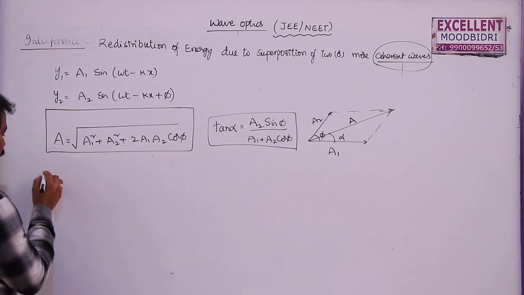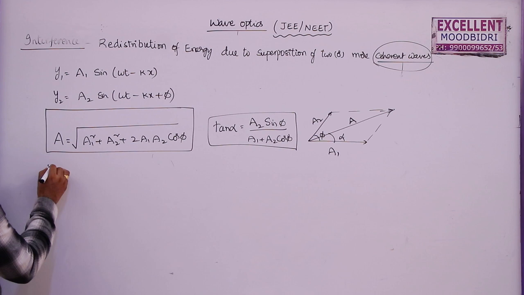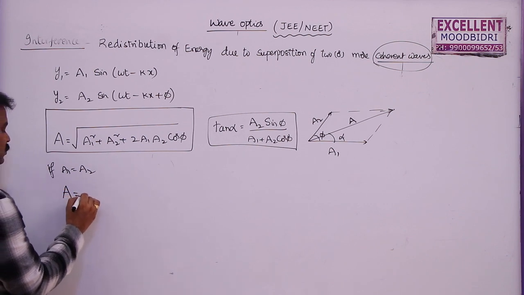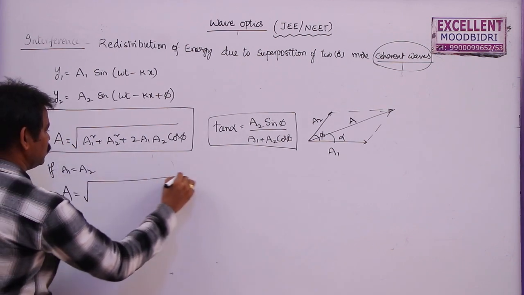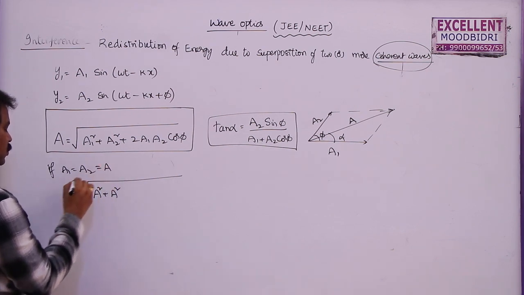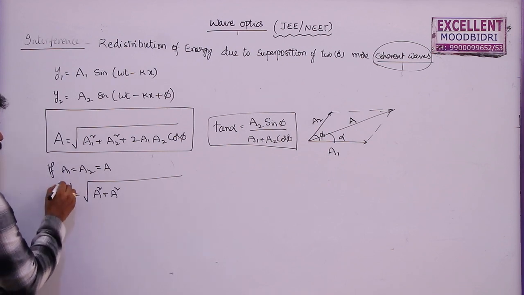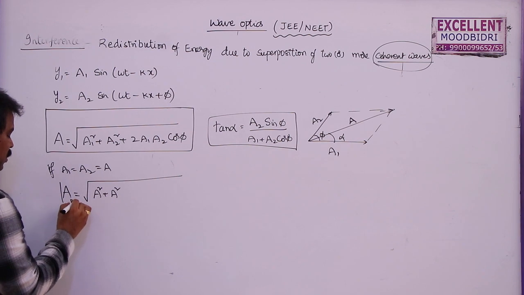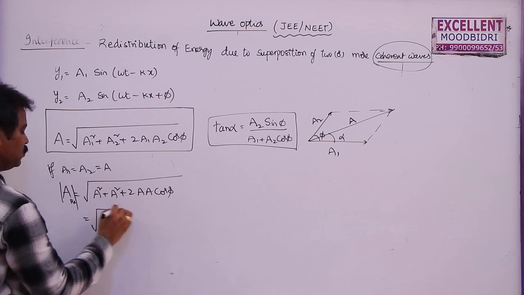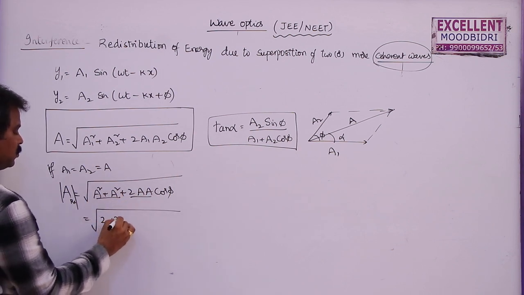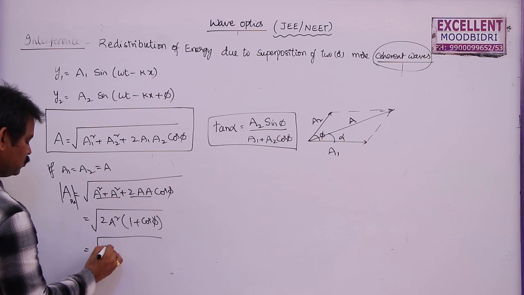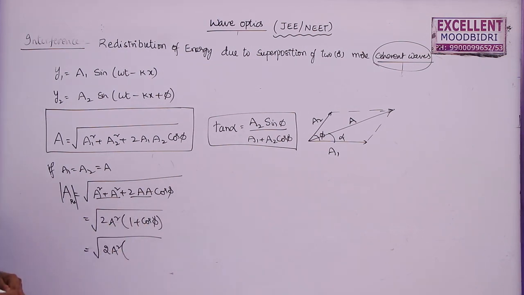Now, if a1 is equal to a2, we can write the resultant amplitude A as the square root of A square plus A square, this is also equal to A. So this is the magnitude of the resultant amplitude. A resultant is given by the square root of A square plus A square plus 2AA cos phi, which is equal to 2A square, 1 plus cos phi. So which is also equal to 2A square. What is this 1 plus cos phi?